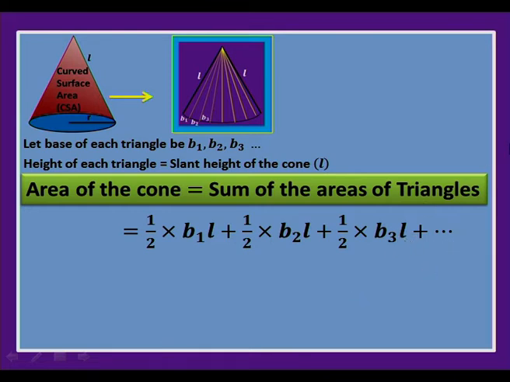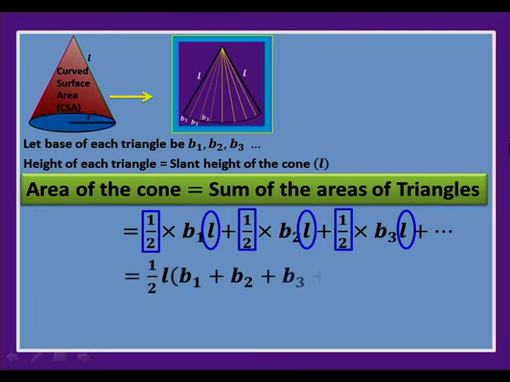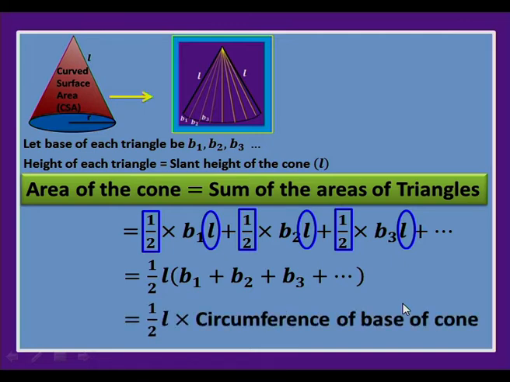Now, do you find anything common in this, children? Yes, we find half, and anything else? You are right, L also. Now, take out these two common, that is half L. If you take half L, what is left here? Yes, we are left with B1 plus B2 plus B3. Now, if you go on adding all these B1 plus B2 plus B3, what do you get? Yes, we get the circumference of the base of the cone, half L into circumference of base of cone.